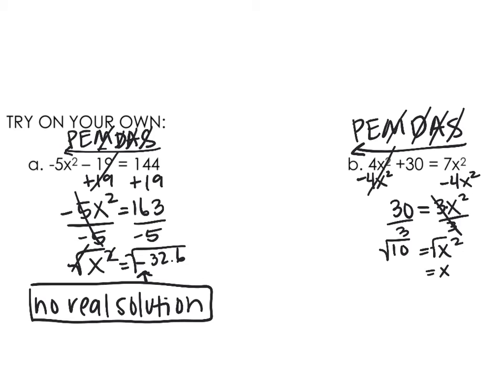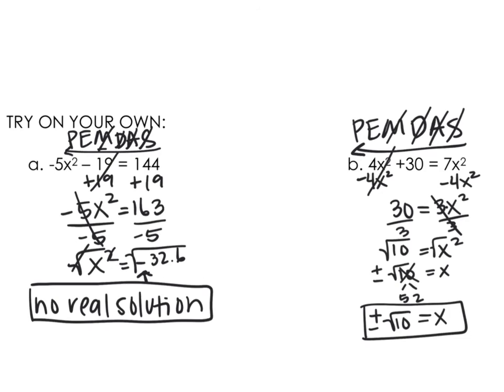Since I square rooted on both sides, I'm going to need to add that plus or minus symbol. And if I type the square root of 10 into my calculator, I get a decimal. So what I want to do is break down the square root of 10 and see if I'm able to simplify it at all. So 10 breaks down to 5 times 2, and then it looks like it can't simplify any further. So we don't have any pairs, so this is going to stay plus or minus the square root of 10.